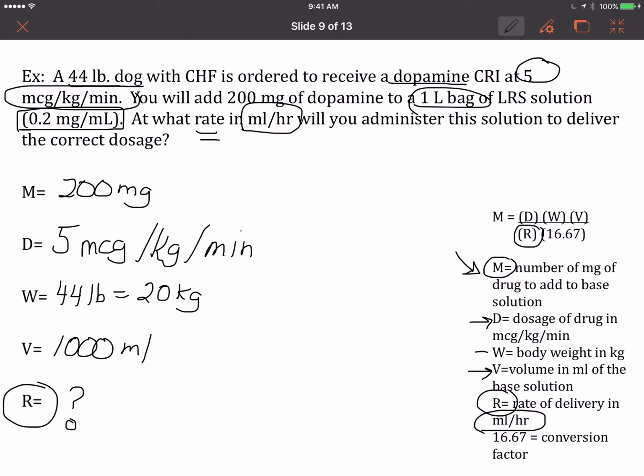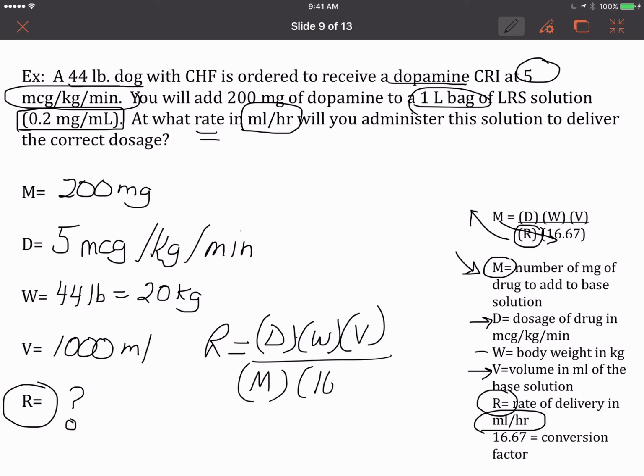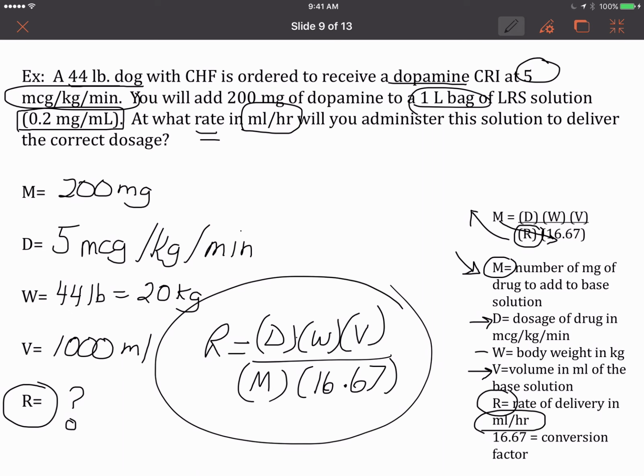So if we want to rework our formula, we can look at it this way. We're going to move this up and we're going to move this M down here. We're going to have R equals D times W times V divided by M times 16.67. I just moved things around a little bit. It's the same formula. So what we're going to do is plug in all our numbers into this formula. So I'm going to go to another page and do that so I have more space to work.